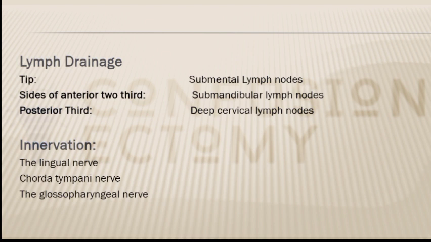Now we'll talk about the sensory innervation of the tongue. The anterior two-third of the tongue is innervated by the lingual nerve. The next one is the chorda tympani. This nerve controls the sense of taste from the anterior two-third of the tongue. And the last one is the glossopharyngeal nerve. The glossopharyngeal nerve controls the sensation and also the sense of taste from the posterior third of the tongue.